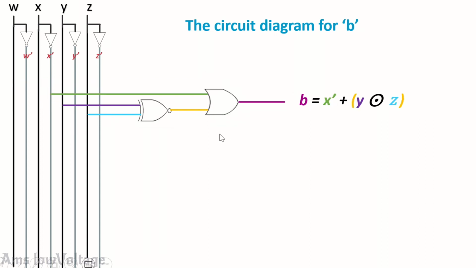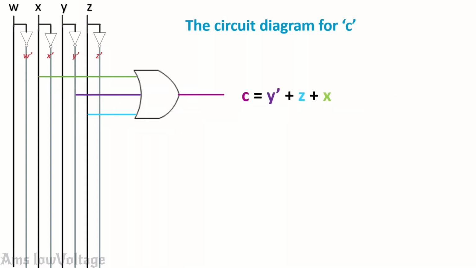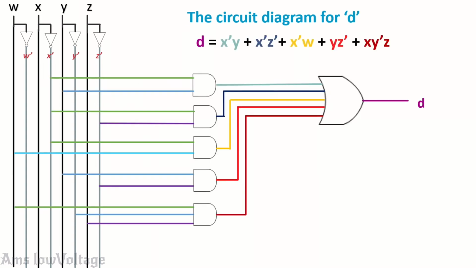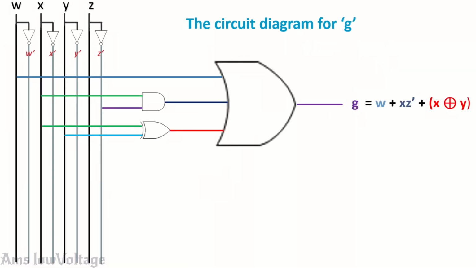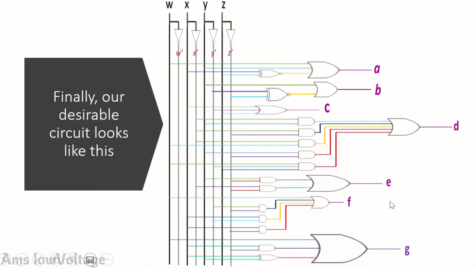So for b the circuit is like this, and for c the circuit is like this. For d the circuit is like this. For e, f the circuit is like this, for equation g, and finally the circuit will look like this. Here are all these connections for a, b, c, d, e, f, and g.